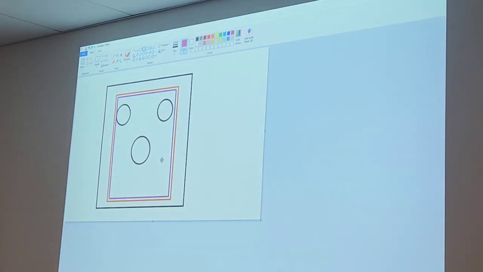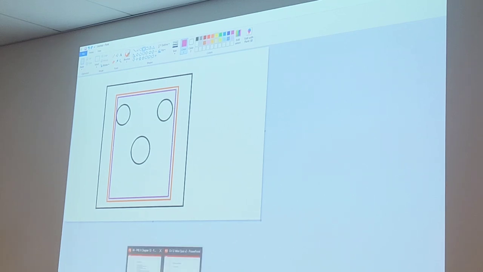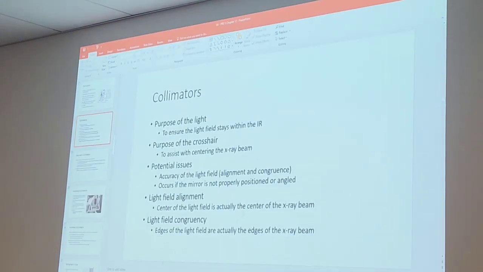Which slide are you at? What do you mean? What is this slide on the part one? The collimator light. That's what we're talking about. No, she was trying to see what slide we're on. Oh, sorry. The PowerPoint. This is slide 18. 18. Thank you.